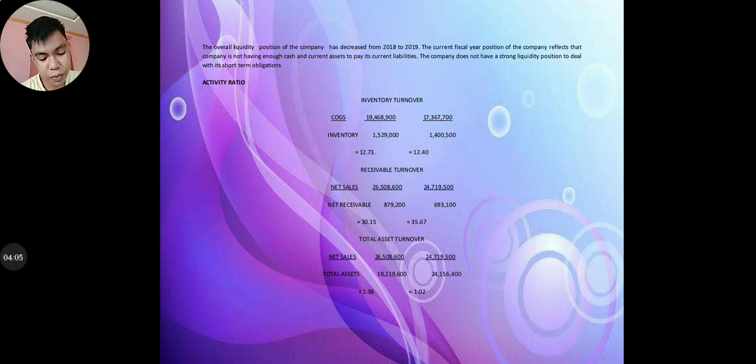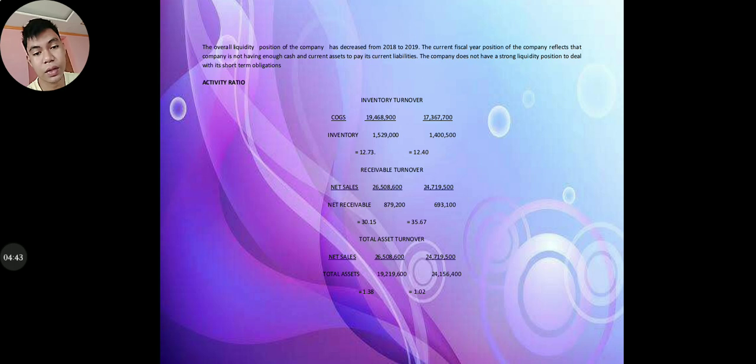Receivable turnover measures how many times a company's receivables are converted to cash in a period. Net sales over net receivable: 26,500,100 over 879,200 equals 30.15. In 2018, 24,719,500 over 693,100 is equals to 35.67.